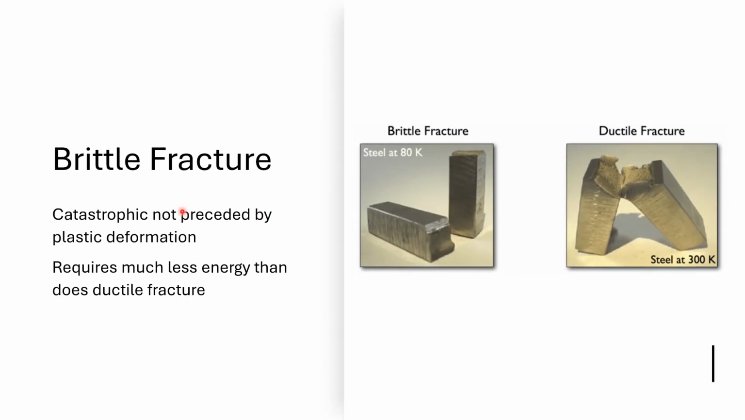Brittle fracture, which is the opposite of your ductile fracture. So what is it? It's catastrophic. Definitely not preceded by plastic deformation, not like in ductile fracture, and moreover, it requires much less energy than does ductile fracture. So for ductile fracture, you need a lot of energy. For brittle fracture, you don't.